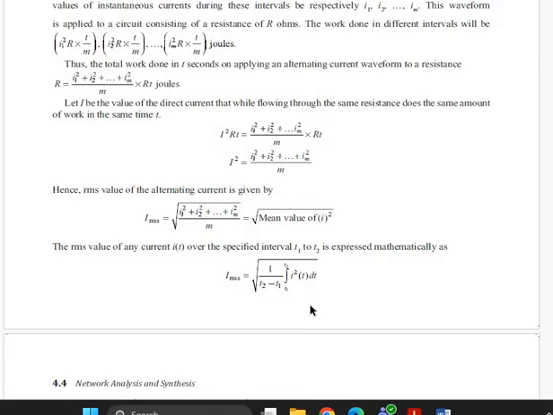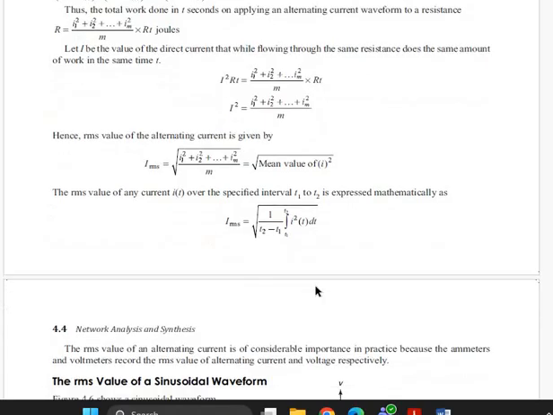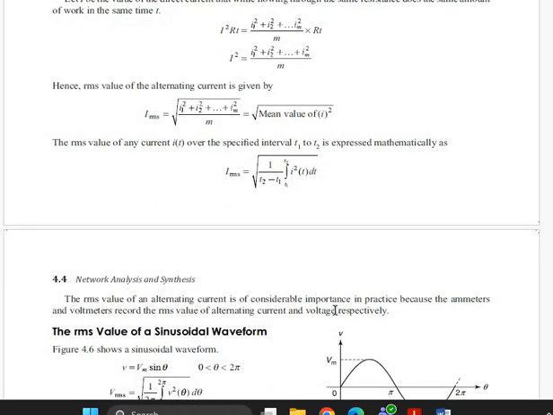The RMS value of any current i of t over the specified interval T1 to T2 is expressed mathematically as I RMS is equal to the square root of 1 by T2 minus T1 into the integration, the lower limit is T1, upper limit is T2, of i squared of t into dt. The RMS value of an alternating current is of considerable importance in practice because the ammeters and voltmeters record the RMS value of alternating current and voltage respectively.